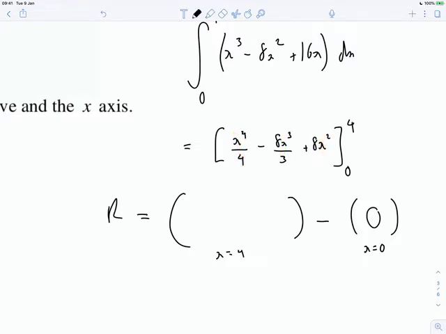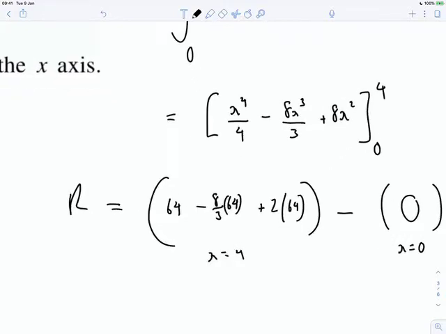Now I sub in 4, I'm going to have 4 to the 4 divided by 4, so that's 4 cubed, which is 64, minus 8 times 4 cubed over 3, so that's 8 lots of 64 over 3, and then plus 8x squared. Well, that's 2 lots of 4 cubed, isn't it? Because 8 is 2 times 4, so it's 2 times 4 times 4 squared, so that's 2 times 4 cubed. So that's 2 lots of 64.